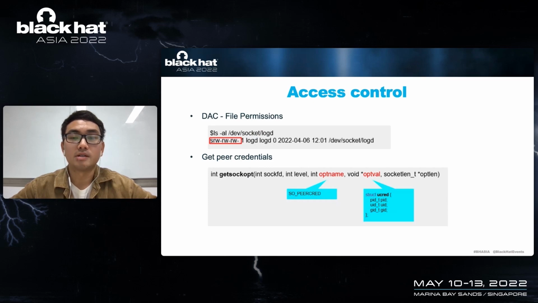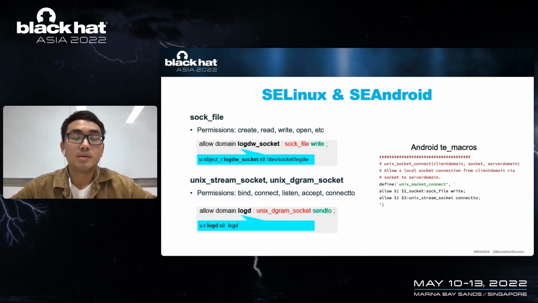Access control is a key point. There are many ways to do access control for the UDS. First, if a UDS is bound to a file system path, then we can use the file permissions to control who can write the socket file. This is the easiest way. Secondly, the getsockopt API can get a client's credential, which is the ucred structure. It contains the peer's PID, UID, and GID. Then you can use this information to determine whether to deny the request.